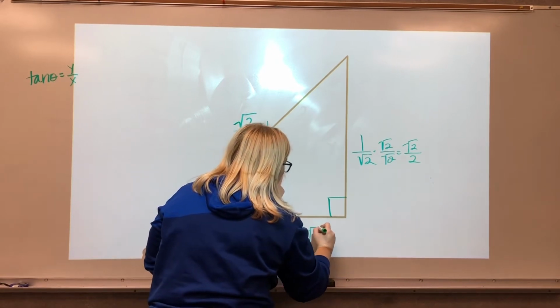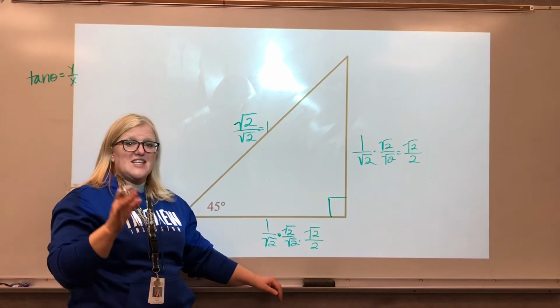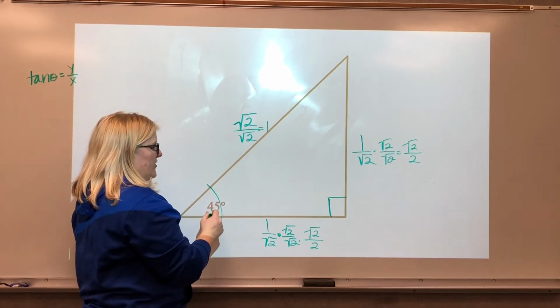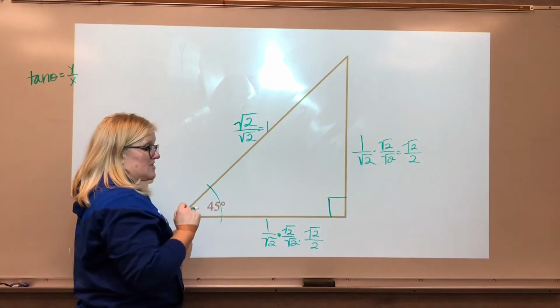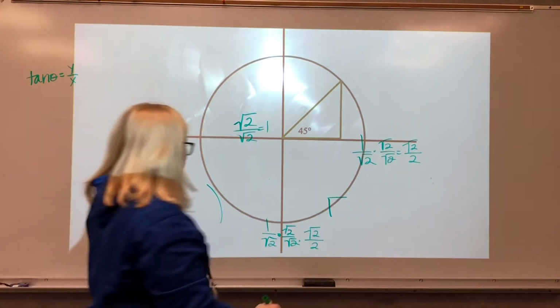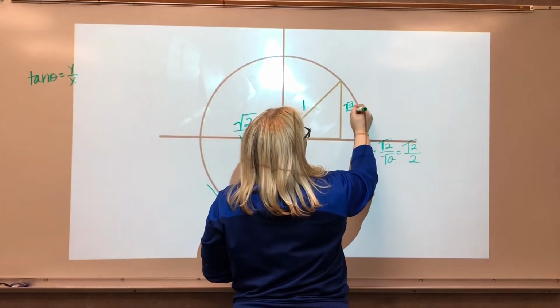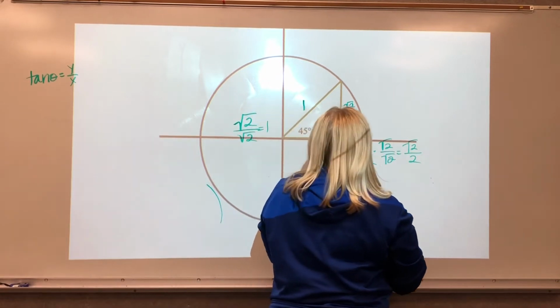So the square root of 2 over 2 should also be relatively familiar because that also was in the table. So the cosine of 45 degrees is the square root of 2 over 2, and the sine is the square root of 2 over 2. And let's put that in our circle. So we've got 1. This is the square root of 2 over 2. This is the square root of 2 over 2.